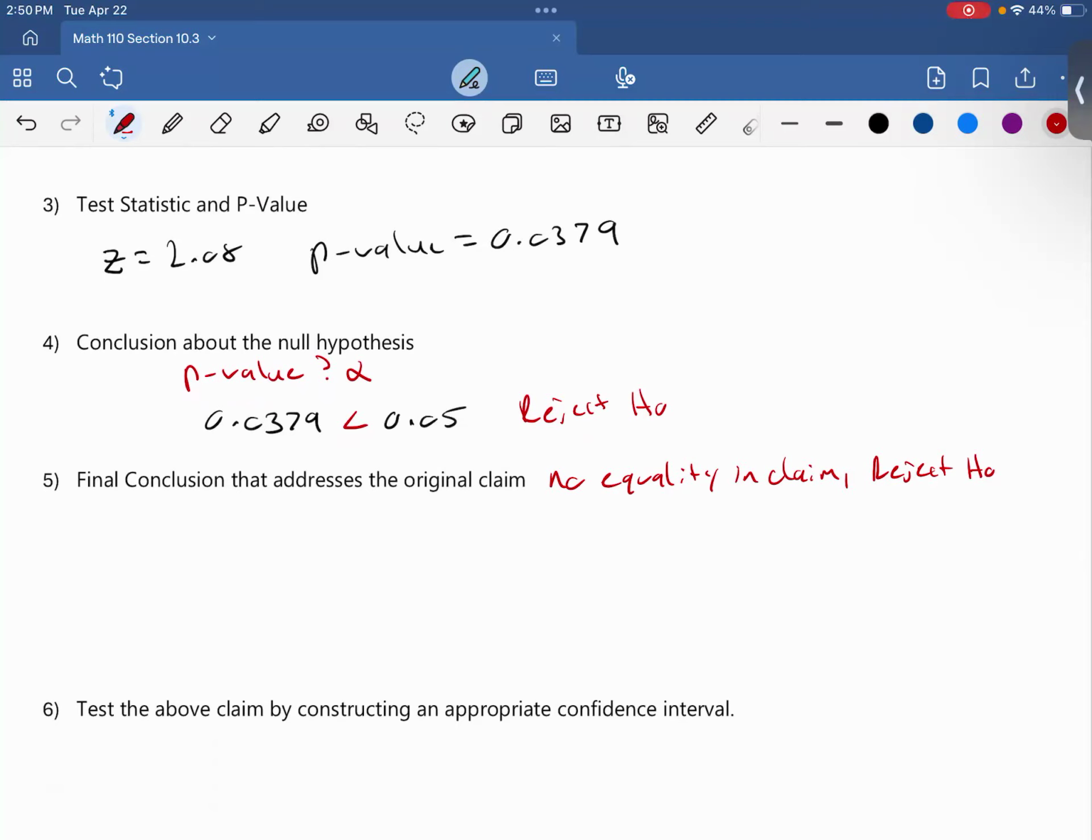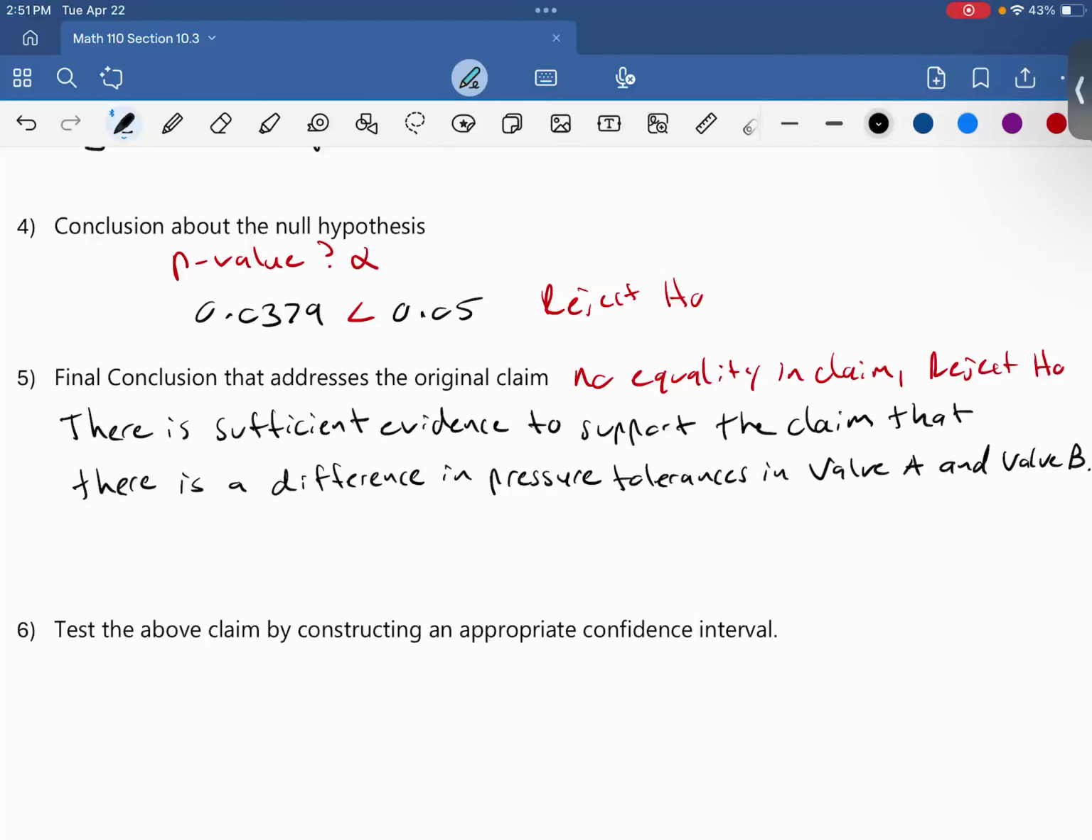Take a minute, pause the video, see if you could write a conclusion, and then check with what I got. Okay, welcome back. This is the statement you should have gotten: no equality in claim, we're rejecting the null. So there is sufficient evidence to support the claim that there actually is a difference in pressure tolerances in valve A and valve B. That's the conclusion we should have gotten. That takes care of our hypothesis test.